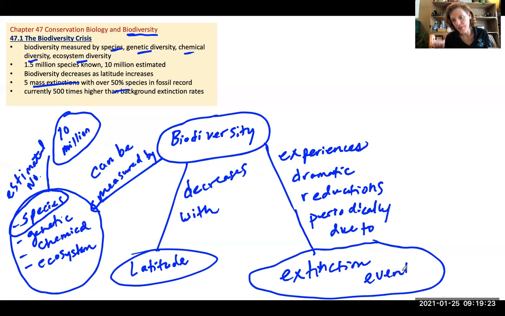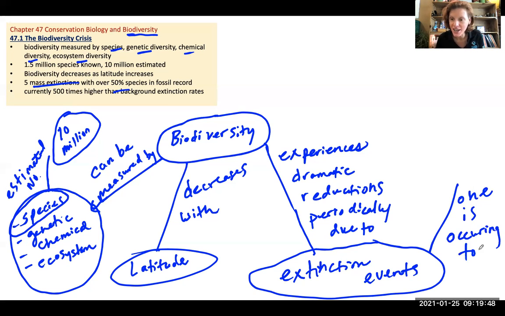Right? And then if I wanted to, I could say, okay, there were 5 and talk about those. And let's see, currently there's 500 times higher. So we're currently in an extinction event. And I could even say an extinction event, one is occurring now, occurring today. And I don't actually know if the book names it, but it's called the Anthropocene.